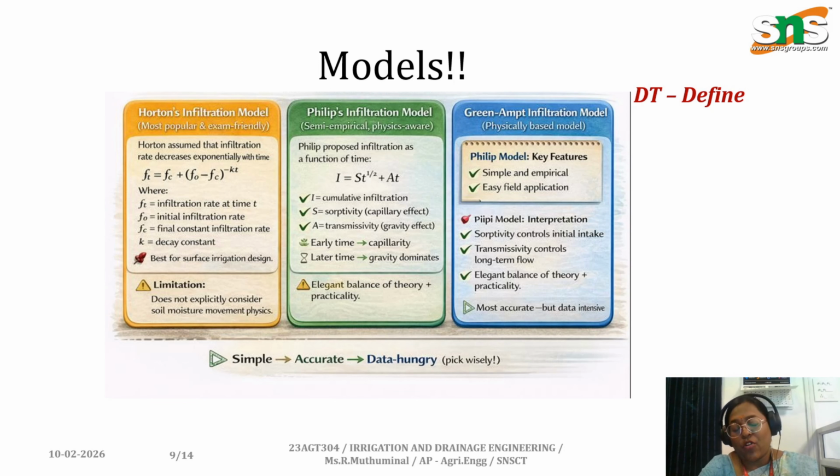Green-Ampt infiltration model is a physically based model. The key features are it is very simple and could be easily applied under field utilization. It controls the initial intake, transmissivity controls long-term flow, and the elegant balance of theory and practicality happens under Phillips model, and it is the most accurate, but it is very much data intensive.